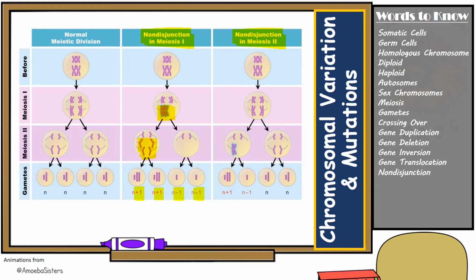The second type of nondisjunction occurs when sister chromatids don't separate properly during meiosis 2. In other words, meiosis 1 produces two normal cells, which then go through meiosis 2, but this is where the mistake happens, in that one of those cells has sister chromatids that don't separate, resulting in two cells with an incorrect number of chromosomes. One will have an extra and the other will be missing a chromosome. Just keep in mind that the other normal cell will produce two normal cells. This is why this type of nondisjunction does not affect all of the gametes that are produced.